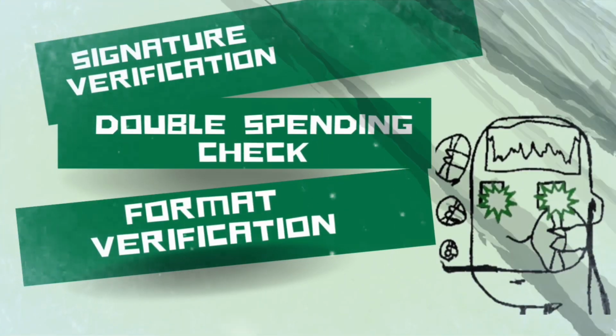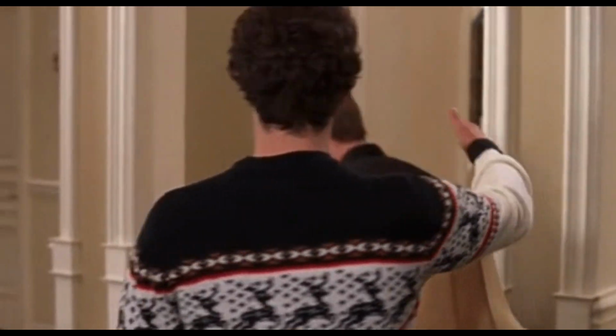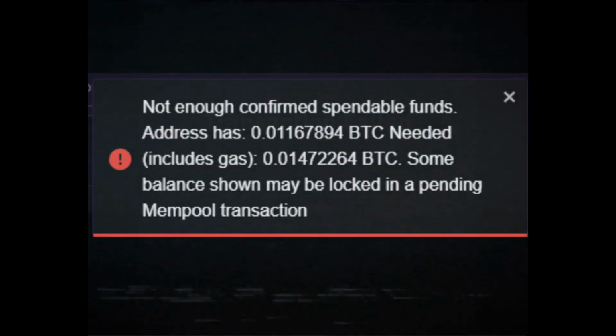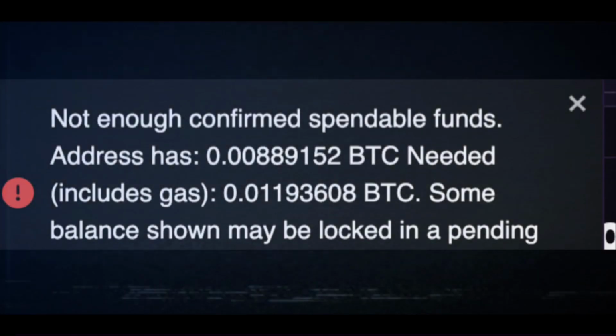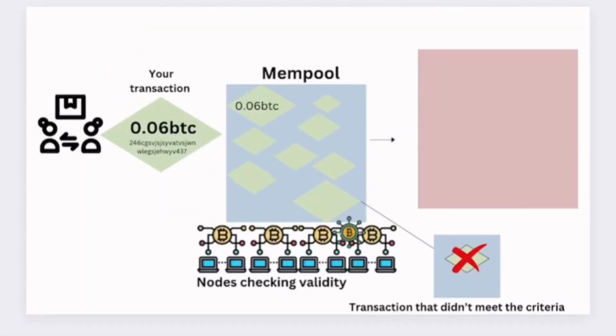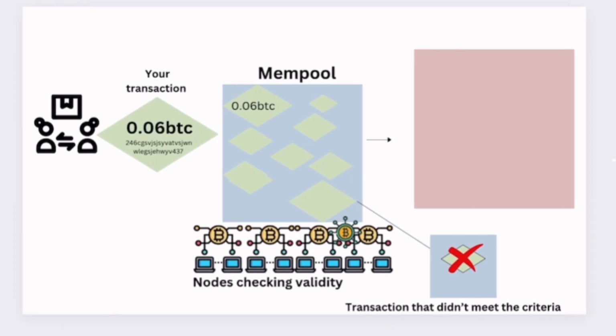So if your transaction doesn't meet any of the criteria, you get an error because it will be rejected. This was exactly what many of you experienced during the mint of FOMOji 2.0. Once a transaction is selected, it moves to the next stage where it will be added to the new block.